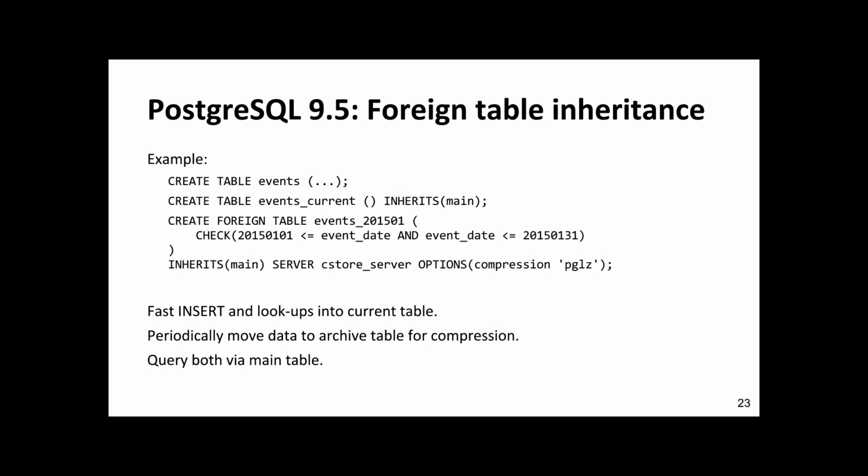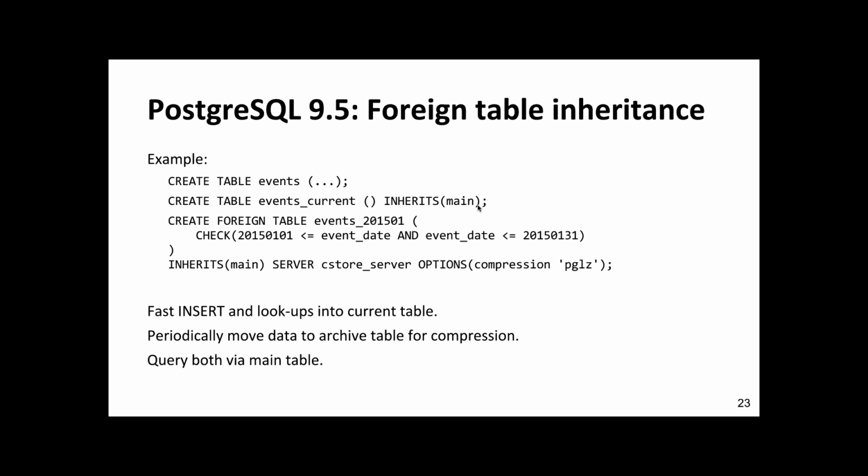But in 9.5, that same technique will also work for foreign tables. And then we can do all sorts of interesting things. For CStore, one of the things we can do is create a table that is part row-based and part columnar. Then some of the drawbacks of CStore, such as not being able to do individual inserts, actually go away because we can just insert into the row-based table. And we can periodically take data from the row-based table and move it into the CStore table in bulk to get good compression and better analytics performance. And then I can query both as if they were one big table via the parent. It actually says inherits main in the SQL. This should be inherits events.